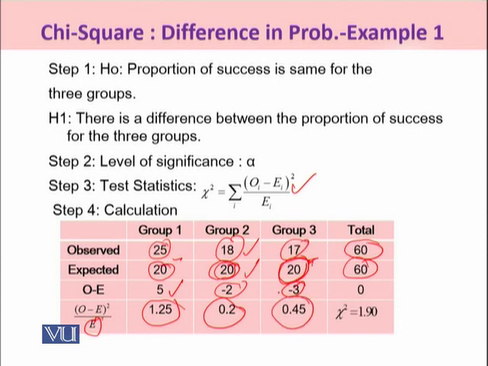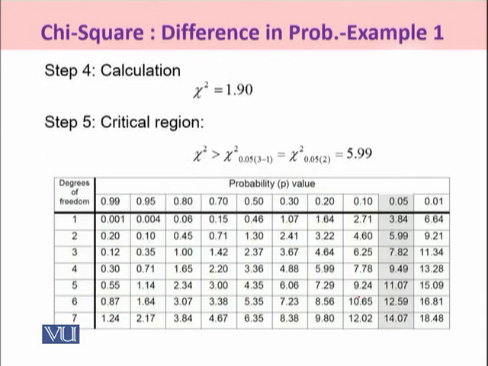So according to the chi-square formula, we would have to sum up this column. So students, when we sum up this whole column by adding 1.25 to 0.2 and then adding this number to 0.45, we are given the chi-square value of 1.90. Now, the calculated value comes out to be 1.90.